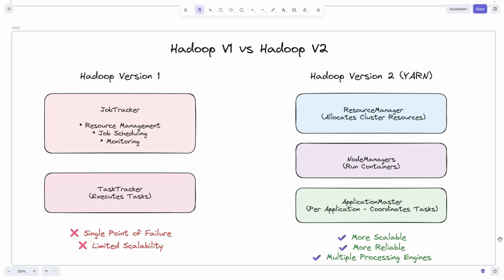This design worked when clusters were small. As clusters grew, the job tracker became a bottleneck. If the job tracker failed, all running jobs were affected. This created scalability and reliability issues.